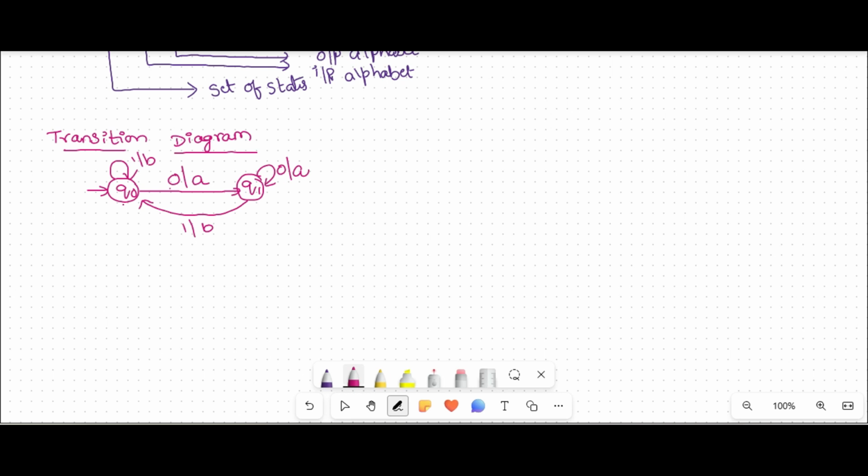This is the transition diagram. Then how is the transition table for a Mealy machine? The transition table for a Mealy machine is the same. We will represent here the present state.